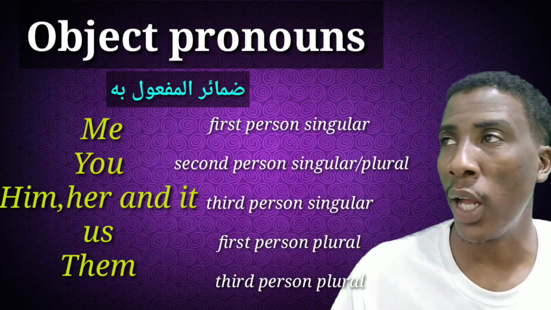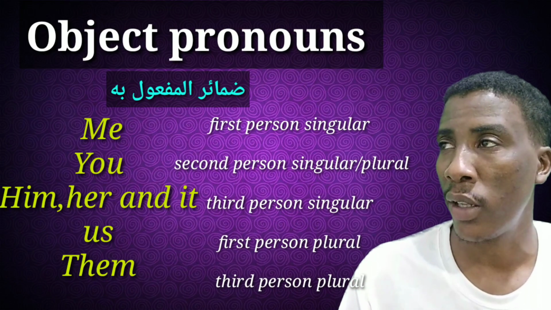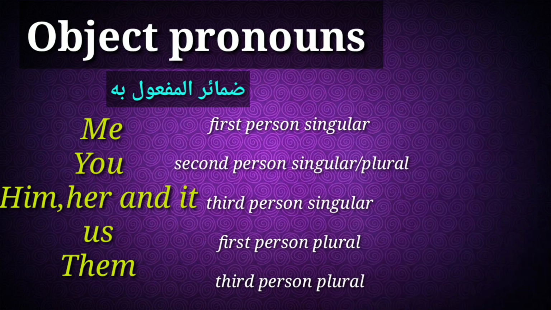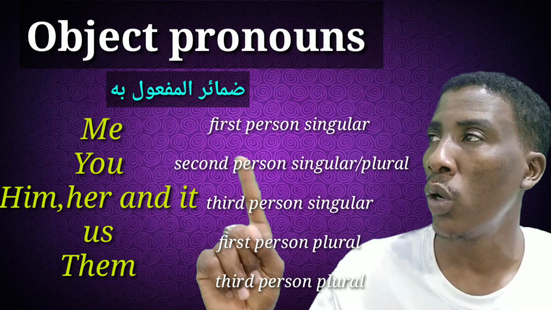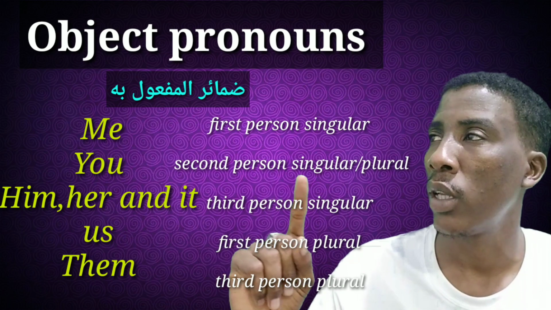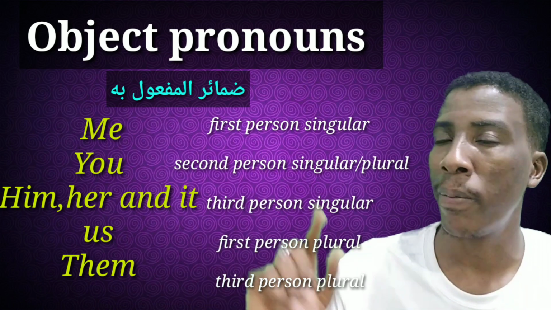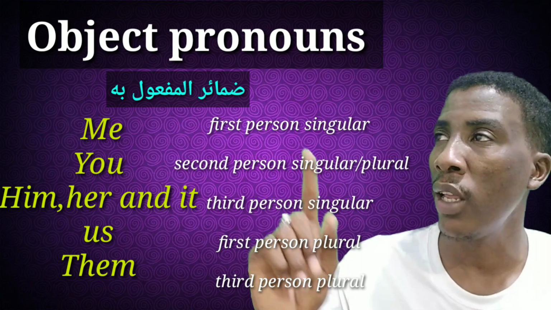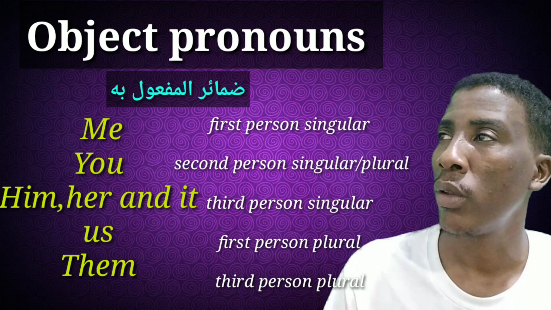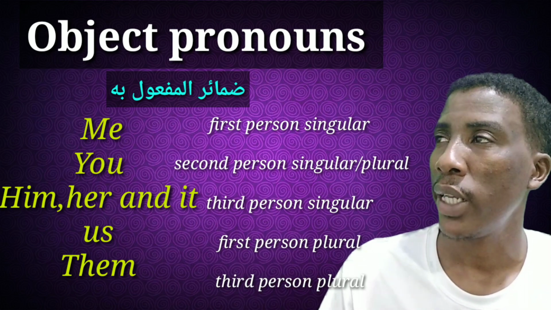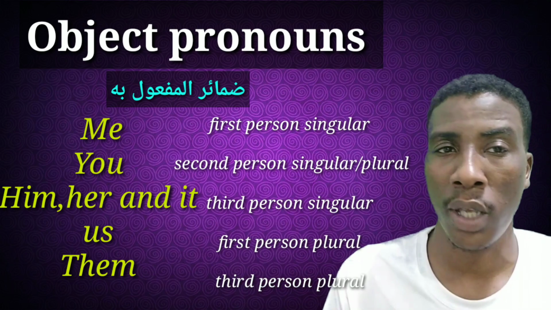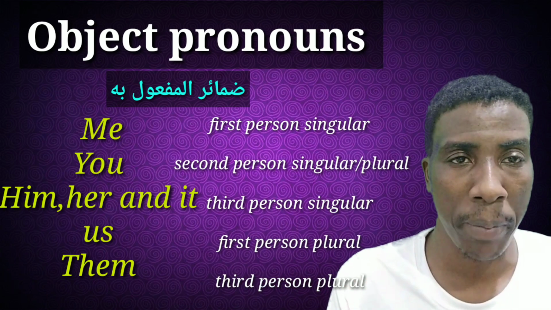What are the object pronouns? There are seven object pronouns. What are they? Me, you, him, her, it, us, them. They are the seven object pronouns.